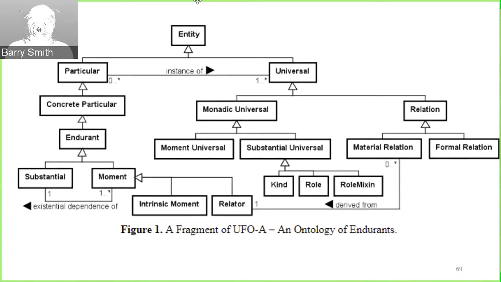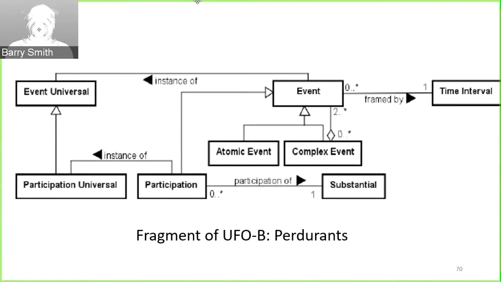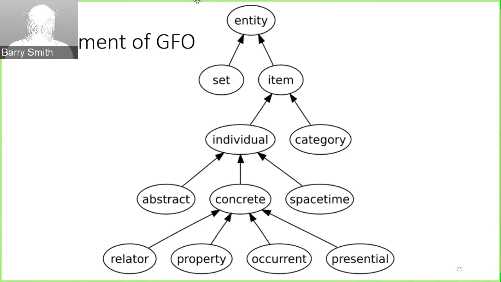So if you see, this is an ontology which has the word particular on the left and the word universal on the right. And you might say, that's fine, no problem. The world, after all, if you're a realist like me, contains both particulars and universals. And similarly, we have event universals and event particulars on the right in the perdurant ontology of UFO. And in GFO also, we have categories and individuals, both of which are subclasses of item, and item is a subclass of entity.